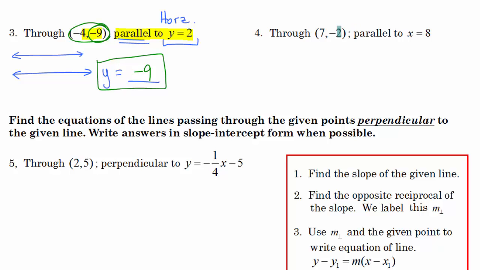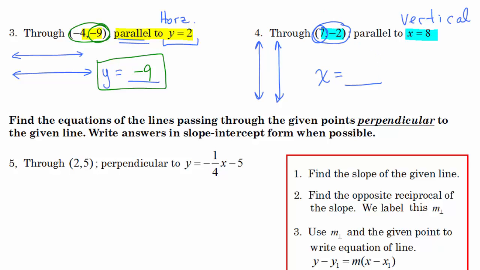Okay, so over here we want it through this point parallel to x equals 8. I only have an x. I have to know that that is a vertical line. So if I want something parallel to a vertical line, I need another vertical line, and that equation is x equals, and it has to go through this point, x equals 7. So parallel, find the slope, use that same slope and the given point, go to work.